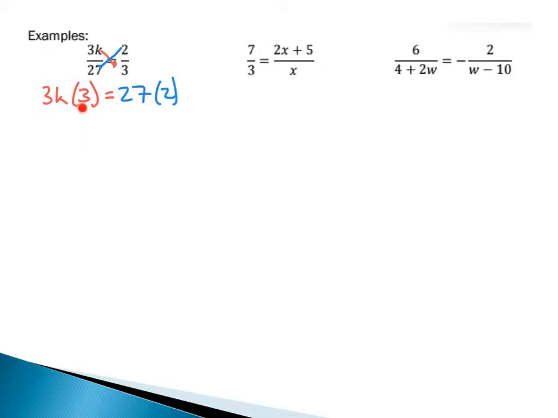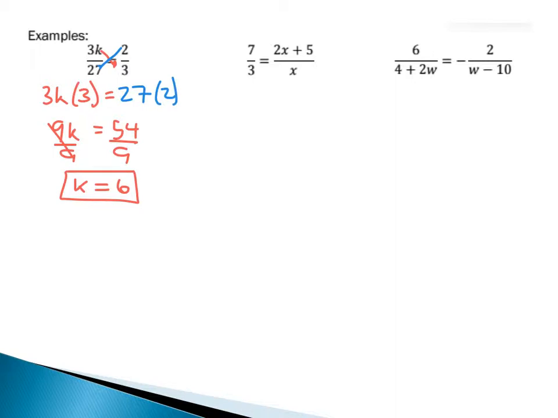So here I have 3k times 3. I'm just going to multiply 3 times 3 to get 9k, and set that equal to 27 times 2, which gives you 54. Now what am I left with? 9k equals 54. That's a one-step equation. I can divide by 9 and get k equals 6. Notice how it simplifies a lot of the work compared to what we did last section.